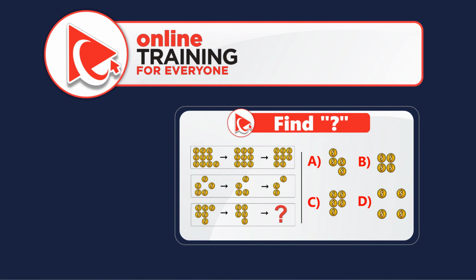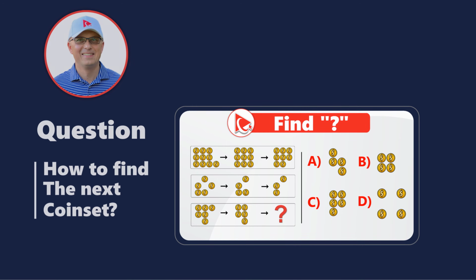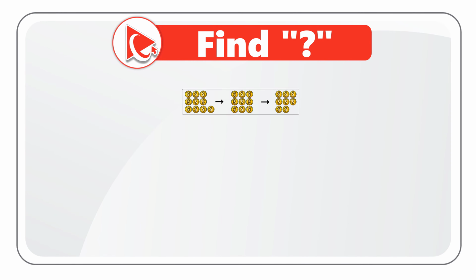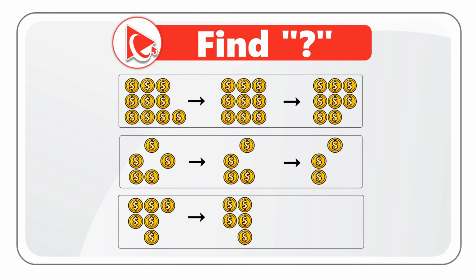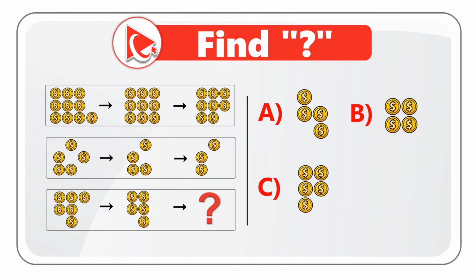Here's an example of a question some people might find challenging, but I'm pretty sure you, being a subscriber to this channel, will solve very easily. You're presented with 8 sets of coins, and the 9th set is missing. You need to find and select the missing set out of 4 possible choices. Choices A, B, C, and D.